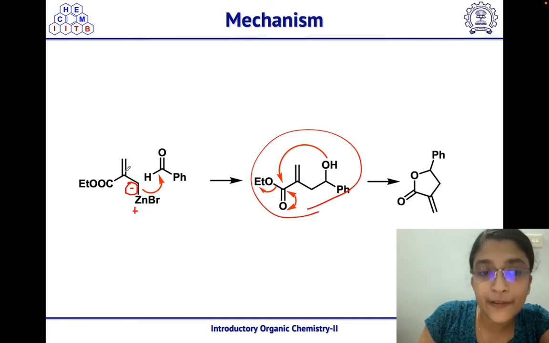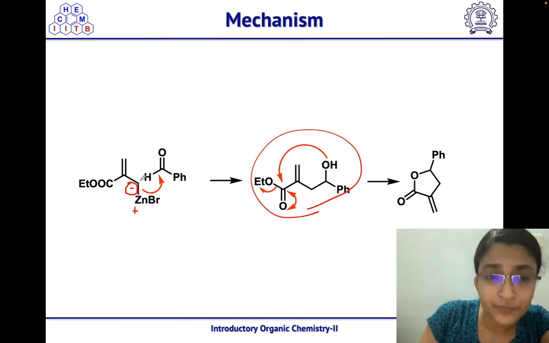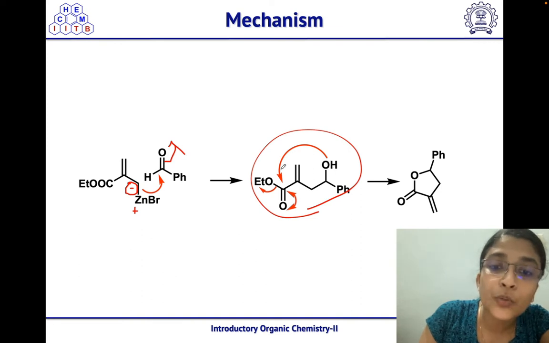So as we have seen in the Reformatsky reaction, here this center is having a partial negative charge. It will add on to this benzaldehyde. Here this bond will shift here. Here it will generate O minus and upon workup it will generate OH. Then that can add on to this ester.